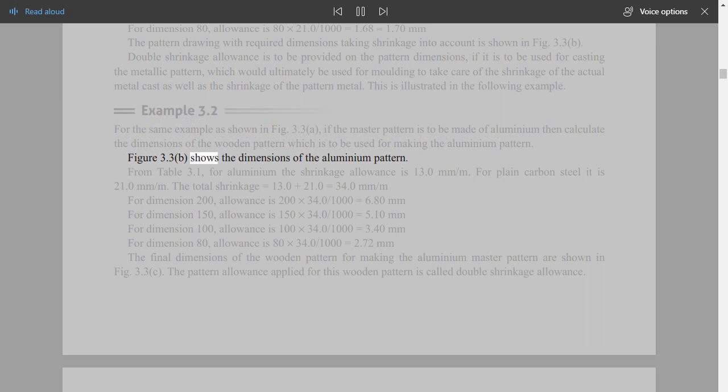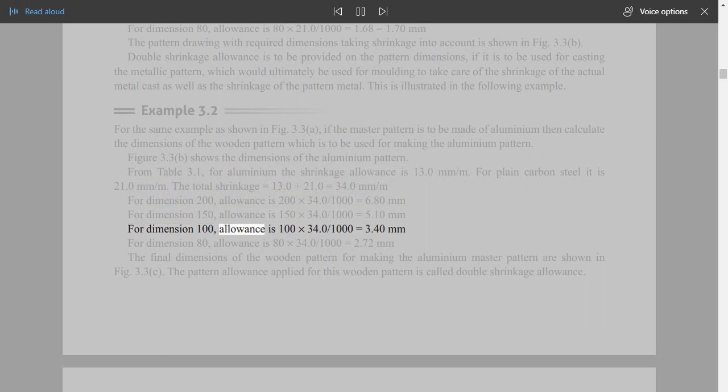Figure 3.3b shows the dimensions of the aluminium pattern. From Table 3.1, for aluminium the shrinkage allowance is 13.0 mm/m. For plain carbon steel it is 21.0 mm/m. The total shrinkage equals 13.0 plus 21.0, equal to 34.0 mm/m. For dimension 200, allowance is 200 × 34.0 divided by 1000, equal to 6.80 mm. For dimension 150, allowance is 150 × 34.0 divided by 1000, equal to 5.10 mm.